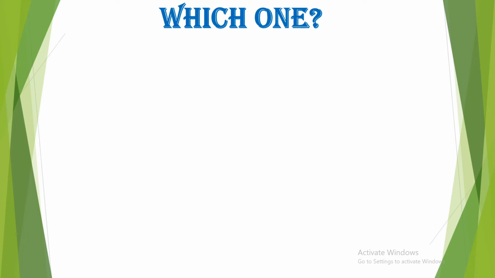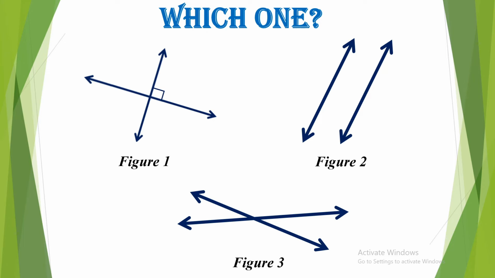Now, before we proceed to the second lesson, let's have first an activity titled, Which One? We have here three figures. Now, what you're going to do is to simply identify which one of those three figures shows the relationship among lines that I'll be giving you. Are you ready? Good to hear that. So let's start. Which figure shows parallel lines?